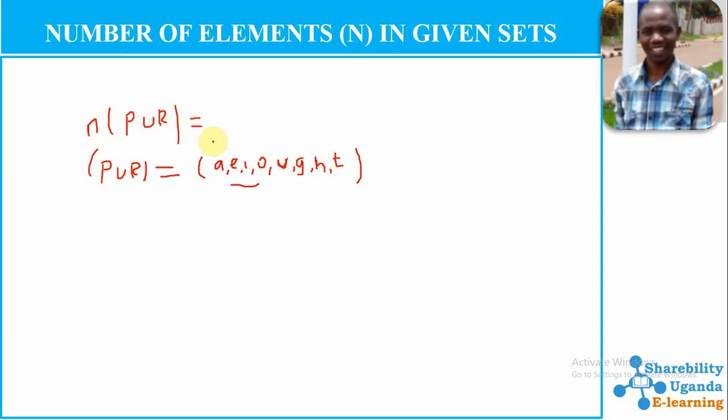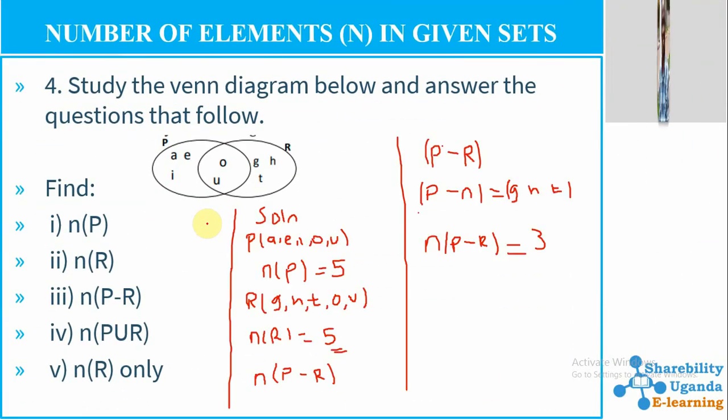able to count them. This is the first element. Second, third, fourth, fifth, sixth, seventh, eighth. So now here we can state the number of members as 8. Okay. Also, let's look at another question where they wanted the number of R only.